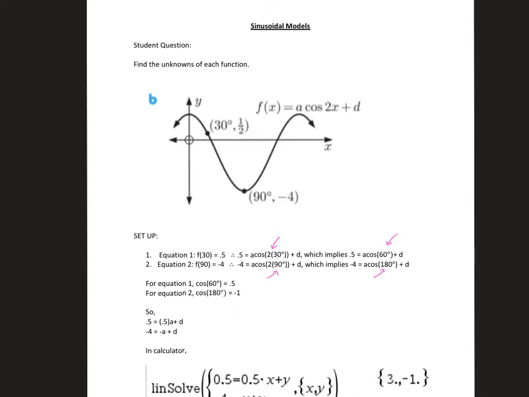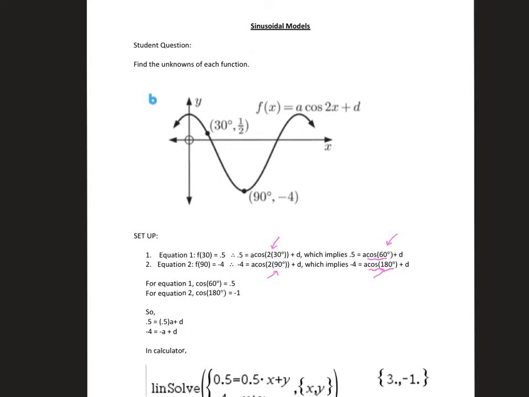Now, while you do have access to your calculator on exams, I would say knowing your unit circle very well and saving the time it takes to input this information into your GDC will prove very beneficial to you. So what I mean is, when you look at cosine 60 degrees, what is that on the unit circle? Well, that's 1/2 or 0.5. When you think about the cosine of 180, what is that on the unit circle? Well, that's -1. So I did that because I know that these functions have cosine of 60 here and cosine of 180 here.